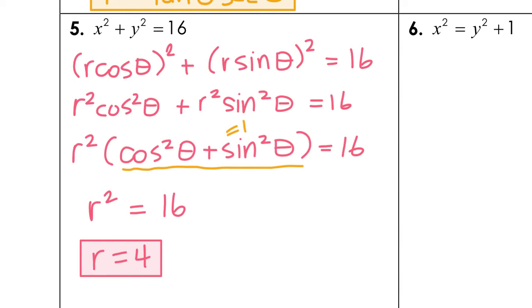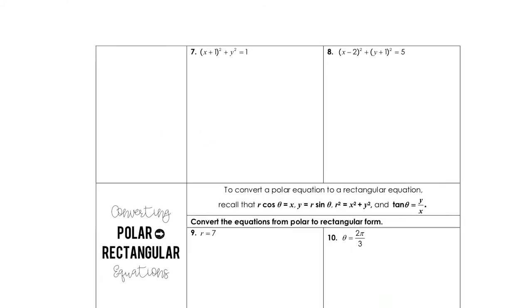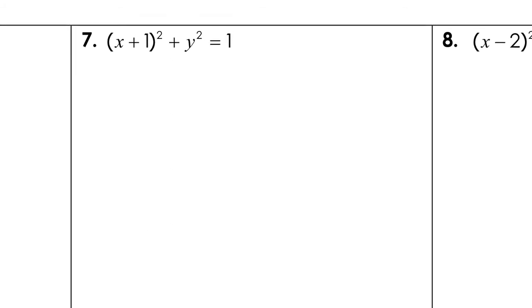Okay, and then one more where we have a rectangular equation and we're turning it into polar. We have x plus 1 squared plus y squared equals 1. So again, this is another circle, but this time the center is at negative 1, 0, and it has a radius of 1.